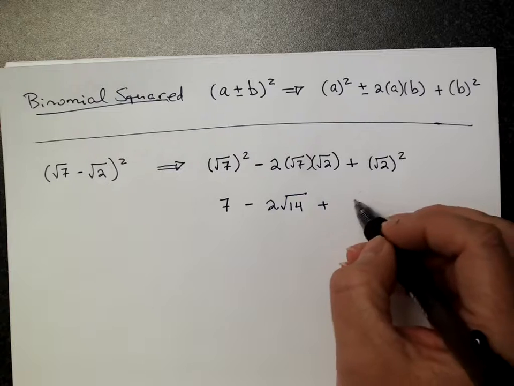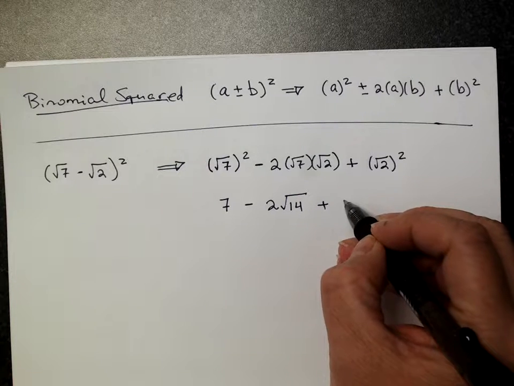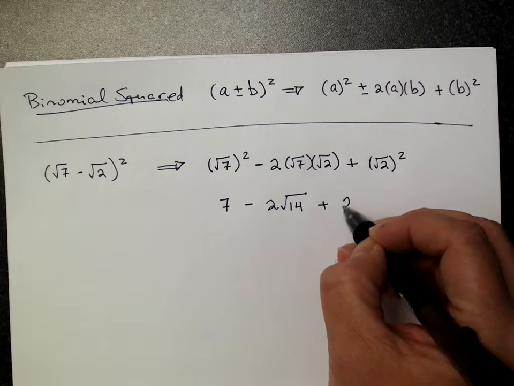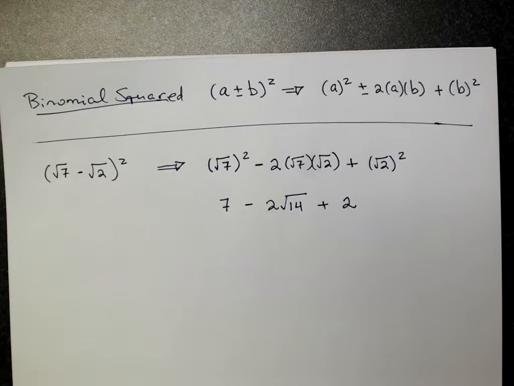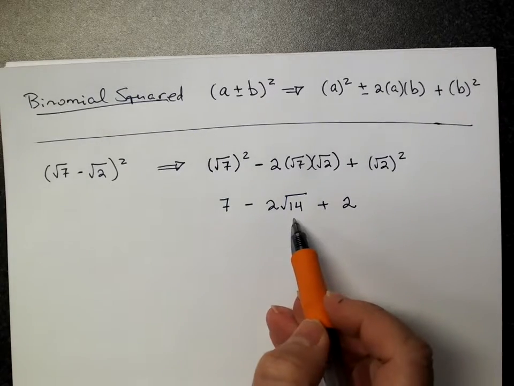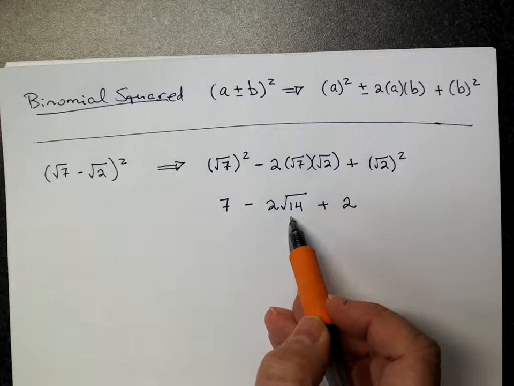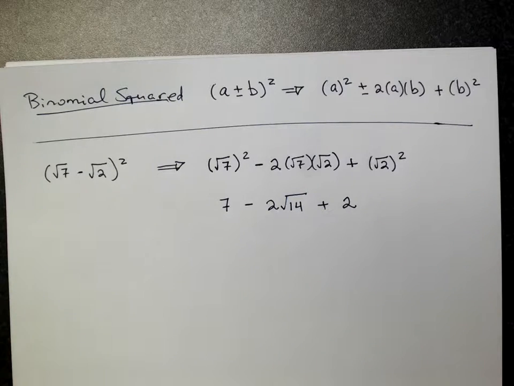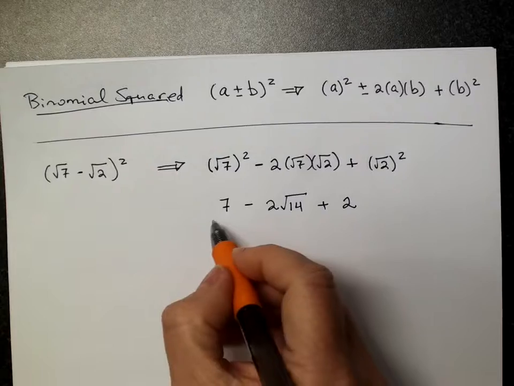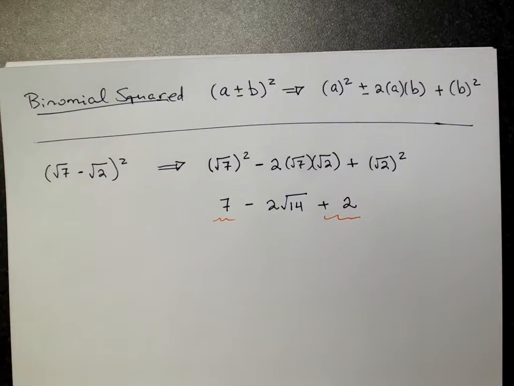Plus, careful, 2. And see if we can simplify 14. 1 times 14 is not a perfect square. 1 times 14, 2 times 7, no perfect square factors, so it can't be simplified. It's not prime, but it doesn't have perfect square factors. Can't be simplified. But we can combine those numbers.